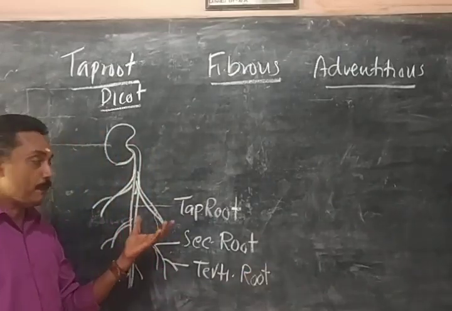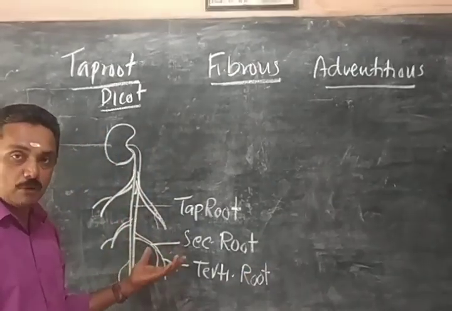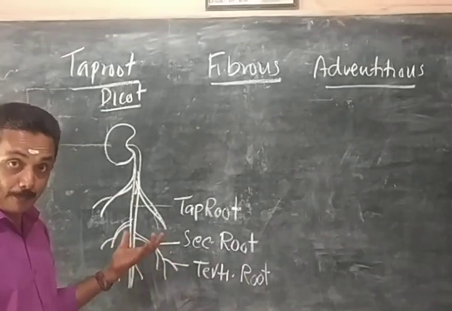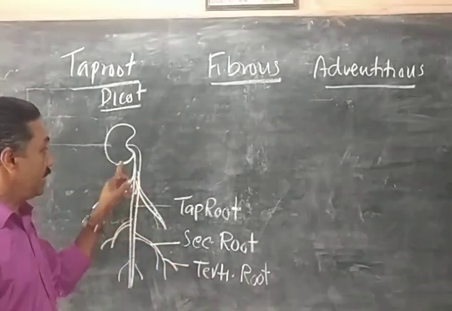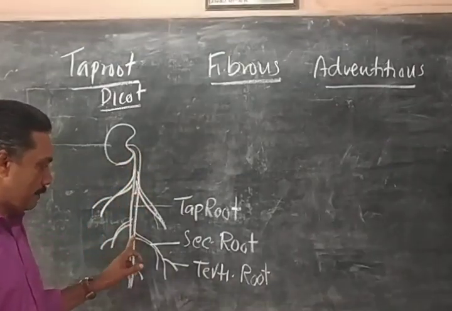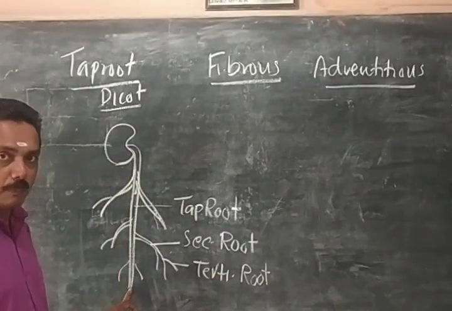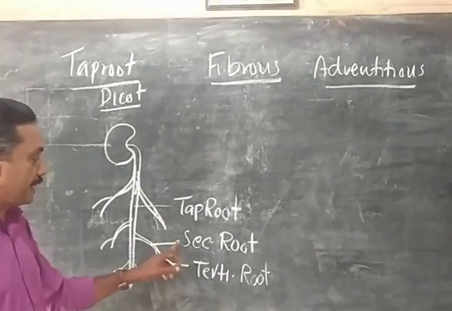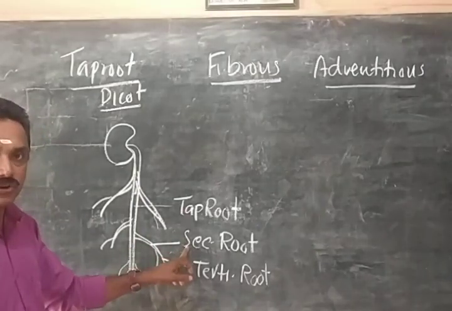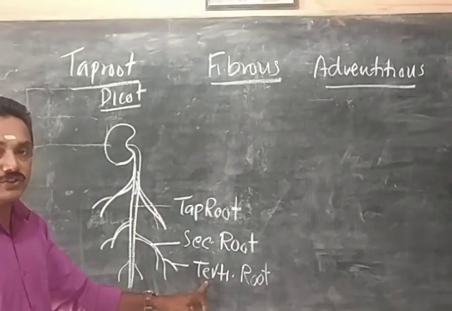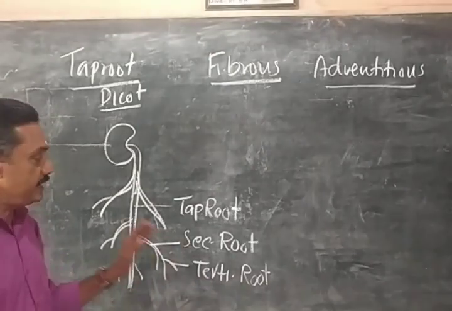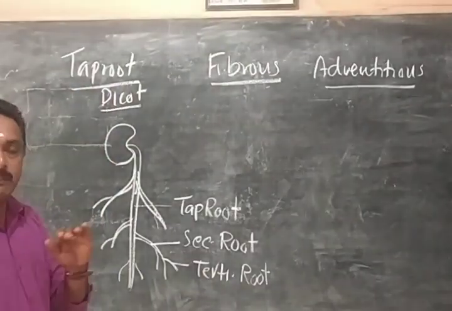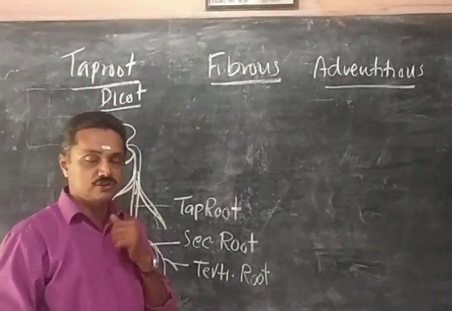So this type of root system seen in dicot plants is called the taproot system. Here in the taproot system, what happens? The radicle directly develops into a main root called the taproot or primary root. Taproot is always called the primary root. It produces branches called secondary roots or lateral roots. It again produces branches called tertiary roots. This kind of root system is called a taproot system, seen in most dicot plants.